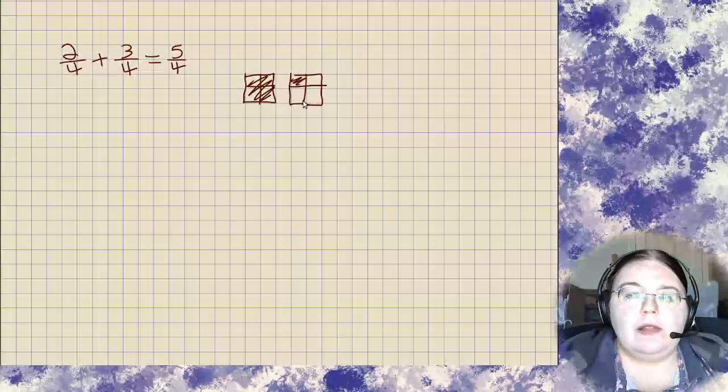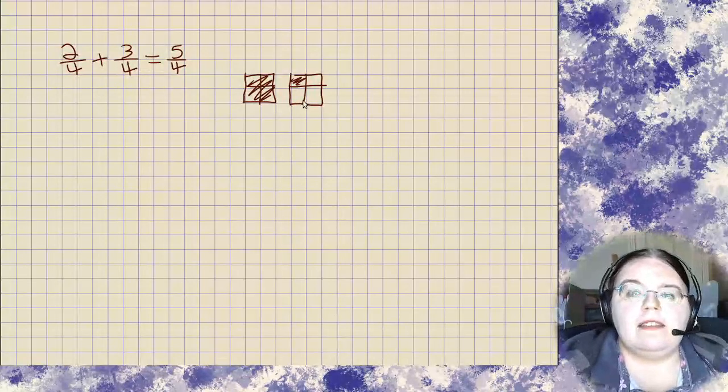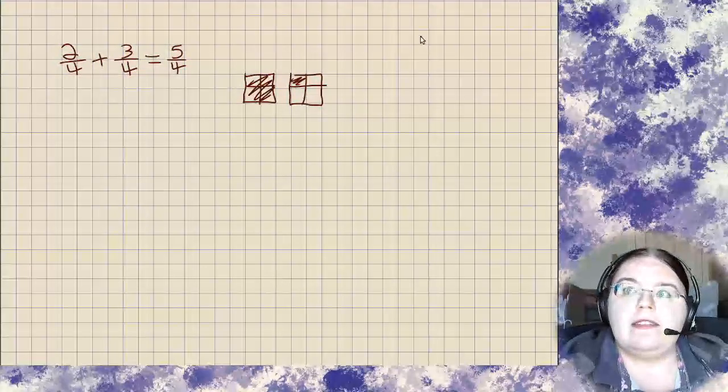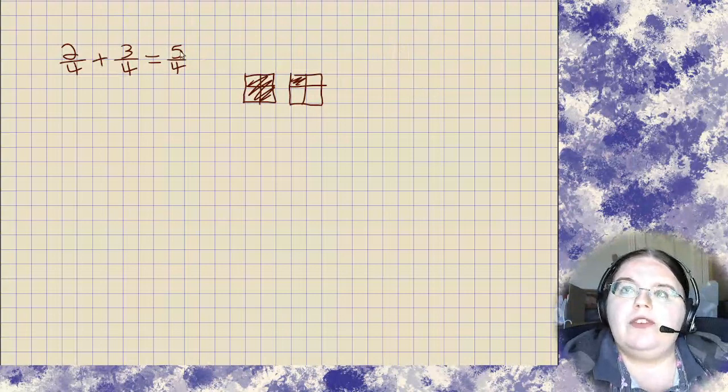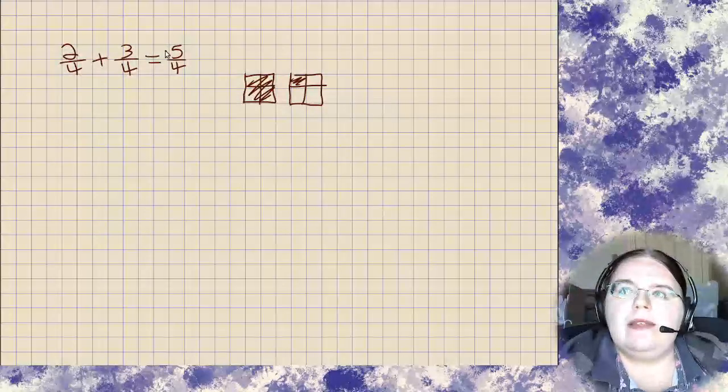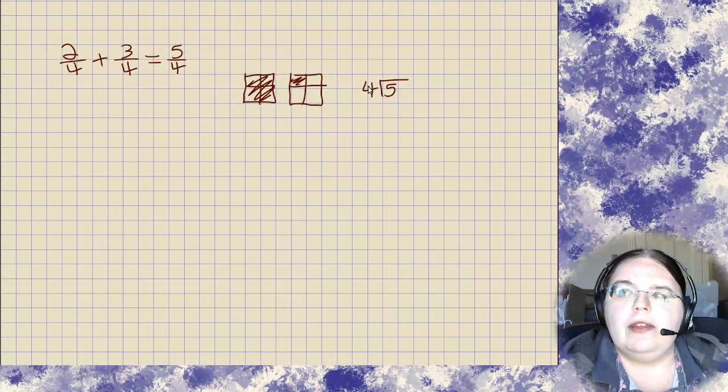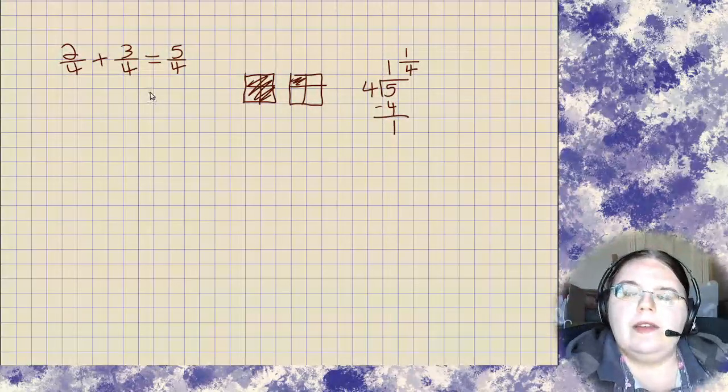Now, if you're dealing with a large enough fraction that sketching it out is inconvenient, this next method will help. What you can deal with here is the idea that a fraction is a division problem in disguise. So you can take 5 divided by 4 and say, okay, well, that'll be one group of 4 with 1 left over, and your remainder is your new numerator. So there we have it in mixed number format, 1 and 1/4.